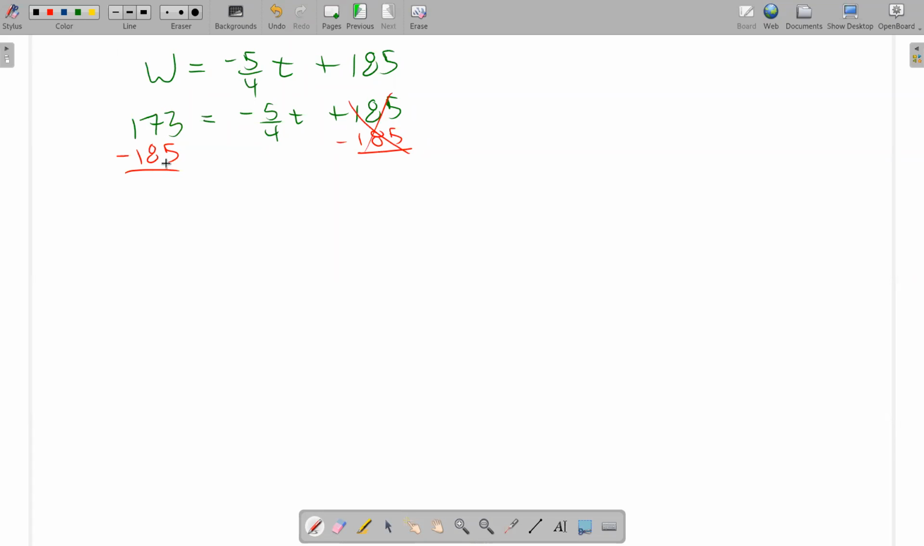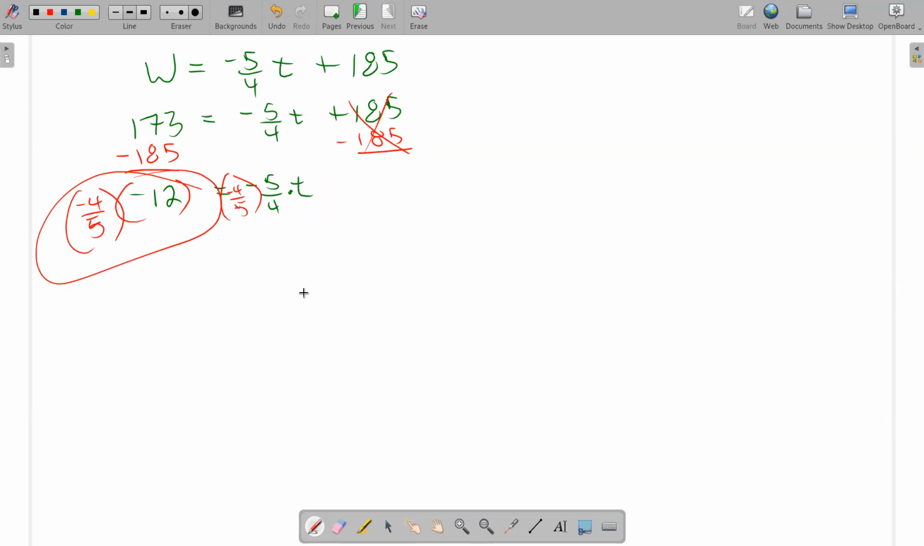On the other side, let's see, 173 to 185 is 7 and 5, that's 12 pounds, I think. But negative on the other side, negative 5/4. I'm going to plug this into the calculator to check. And the easiest way to get rid of a fractional multiple is to multiply by the reciprocal, flip it. So on this side, I'm going to multiply by negative 4/5. Do the same thing on this side. And that should be my answer on the calculator.